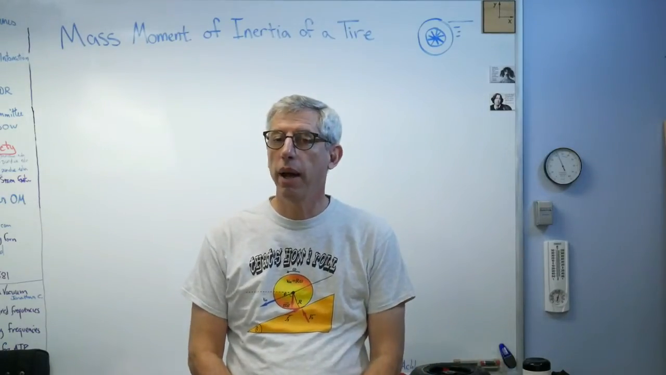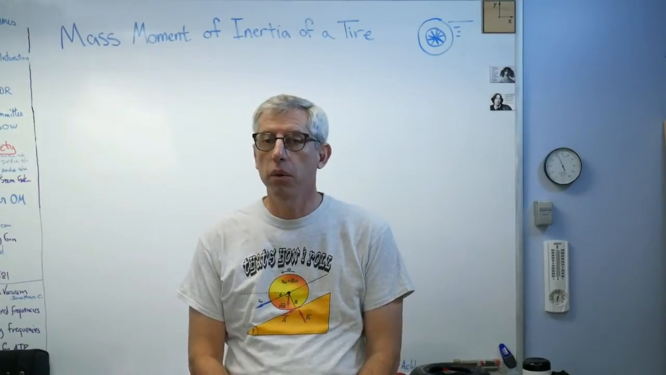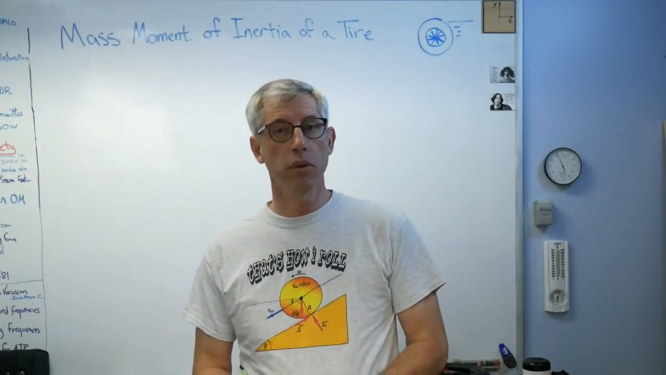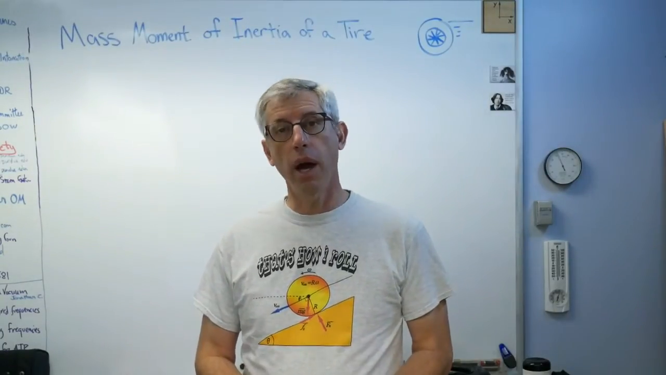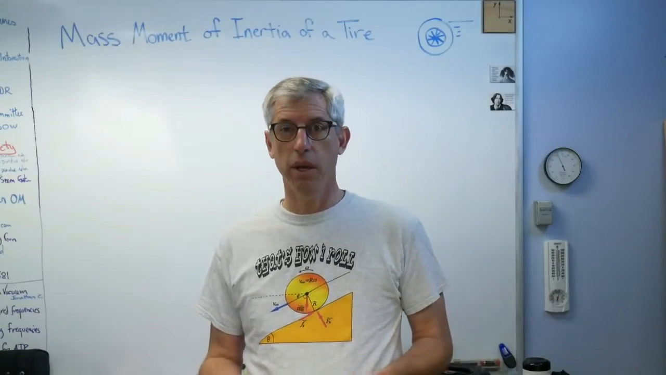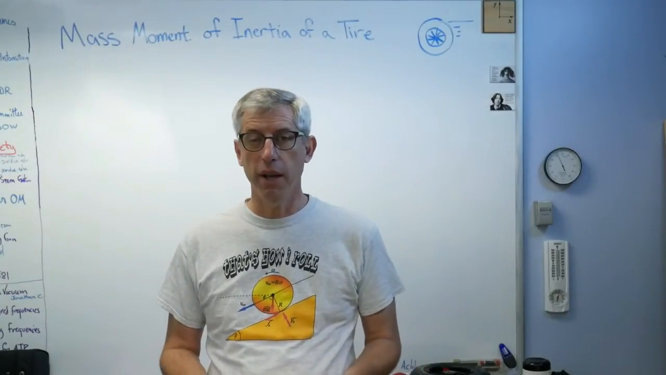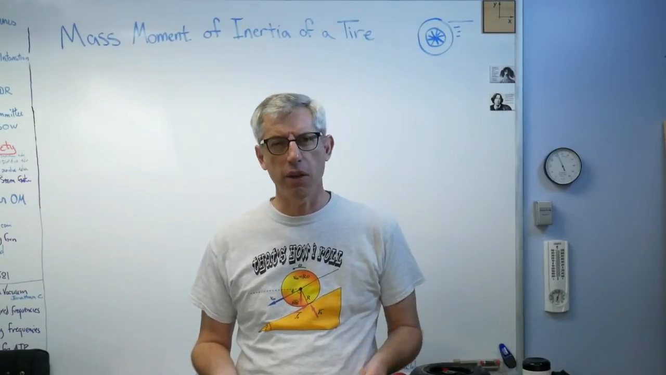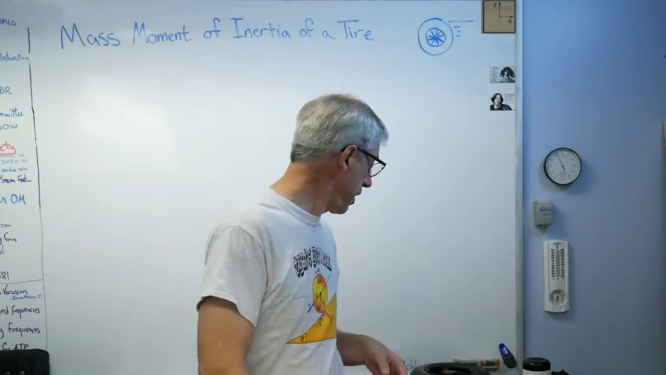I want to talk today about how to figure out the mass moment of inertia of a tire. If mass moment of inertia is the resistance to rotational acceleration, then the mass moment of inertia of tires should matter when you're trying to figure out what the performance of a car ought to be, right? Makes sense. The harder it is to spin your tires up, the harder it's going to be to accelerate your car. Now, cars weigh a lot more than just the tires, so it's not necessarily a huge contribution, but it's not zero either. So what I got is a little tire.